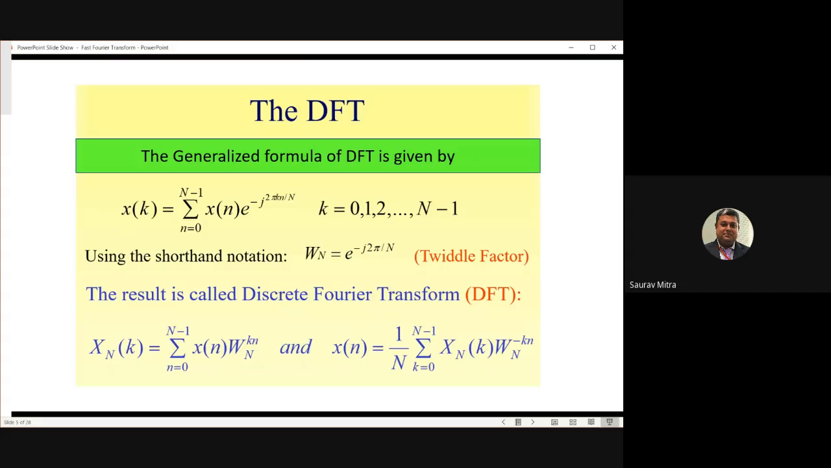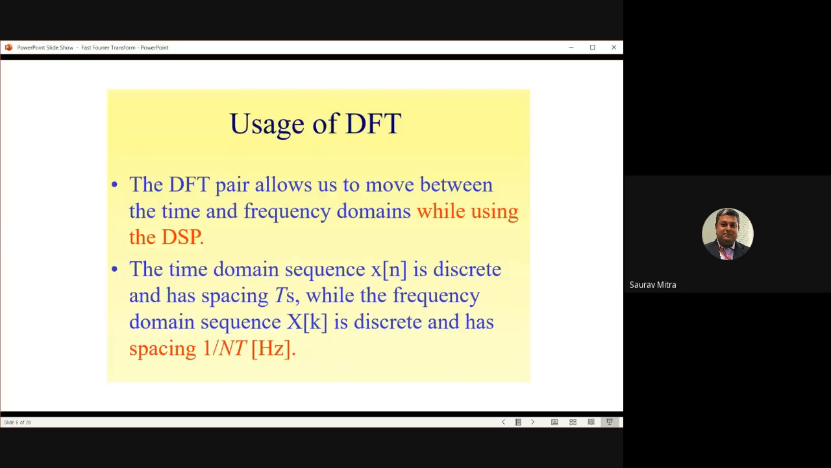That is, the input we have to arrange in a certain way to get the correct output. Okay, so that also we will be seeing in the IDFT algorithm. But this is more or less the DFT twin, it is called. So this is called the DFT twin formula. So two formulas go hand in hand, DFT and IDFT. What is the usage of DFT?